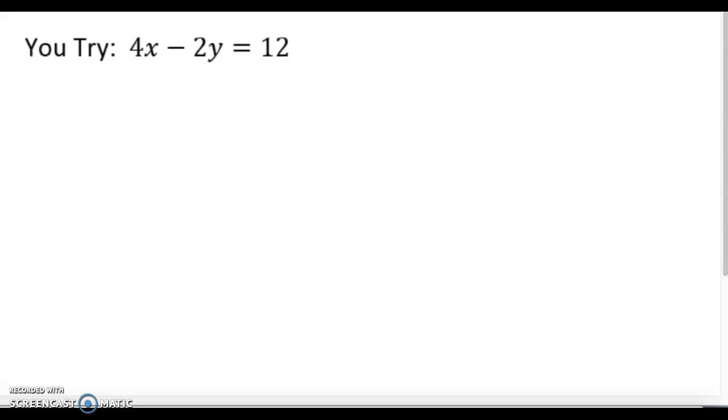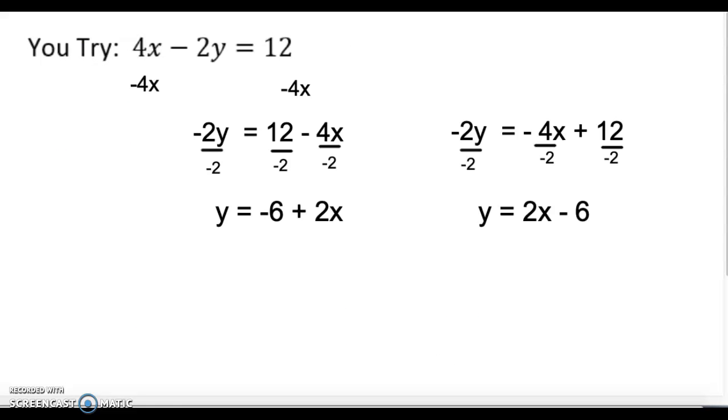So why don't you take a look at this one and give it a shot. You should get the final answer. We can take a look here and see we need to get x and y on different sides. So subtracting 4x from both sides removes it from the left-hand side. So negative 2y equals 12 minus 4x.